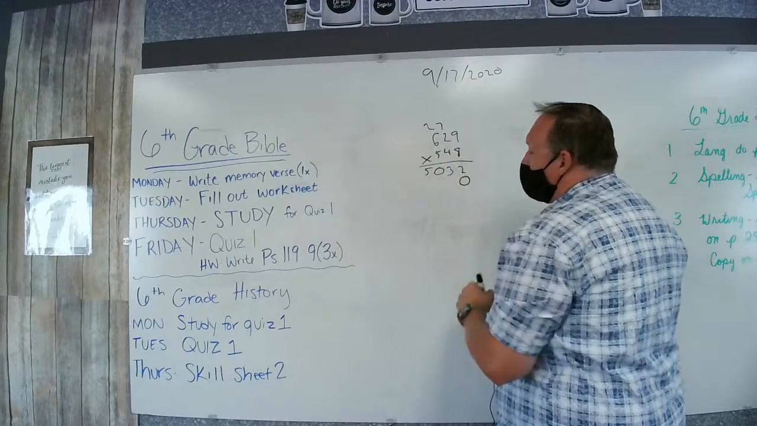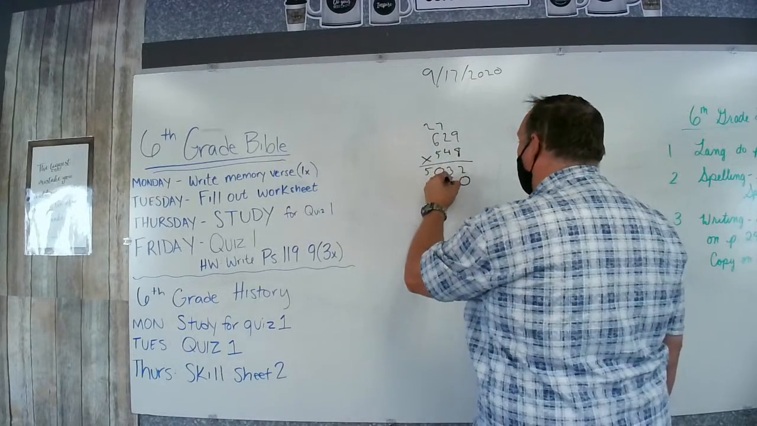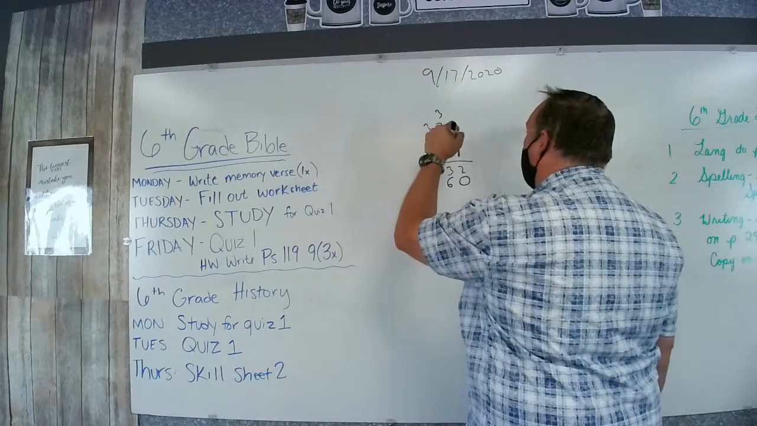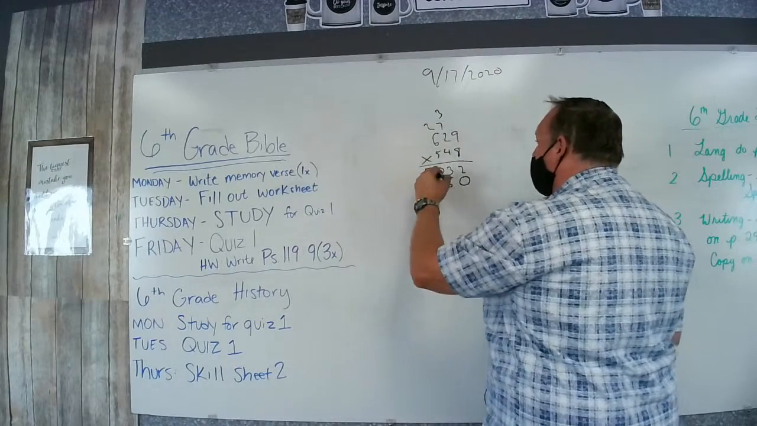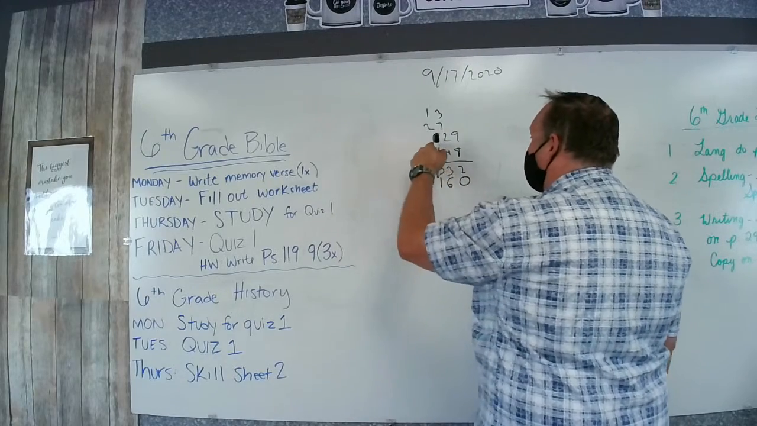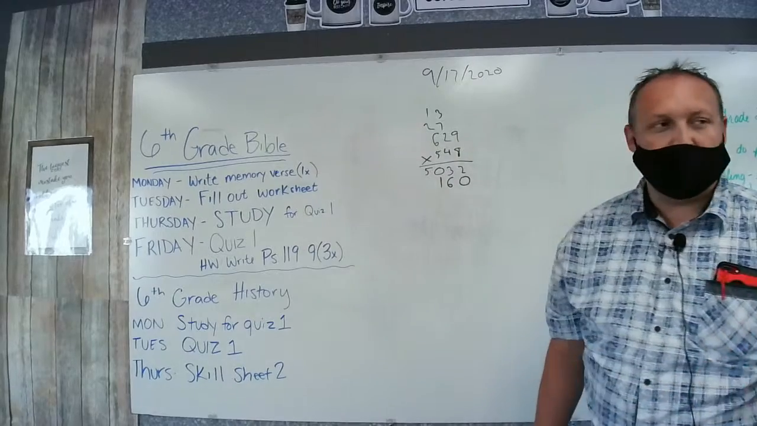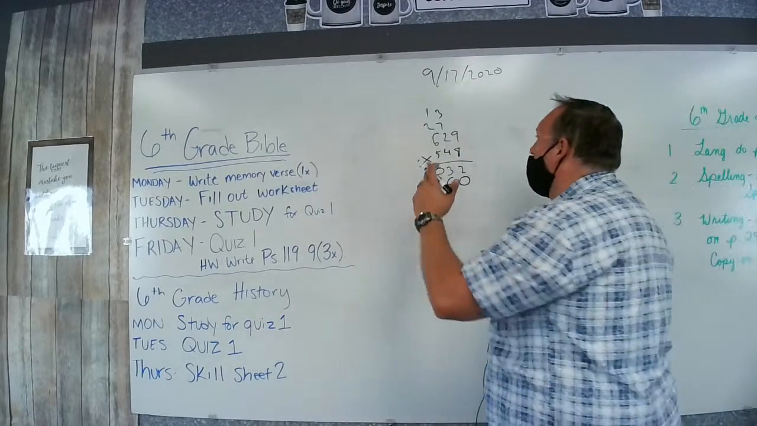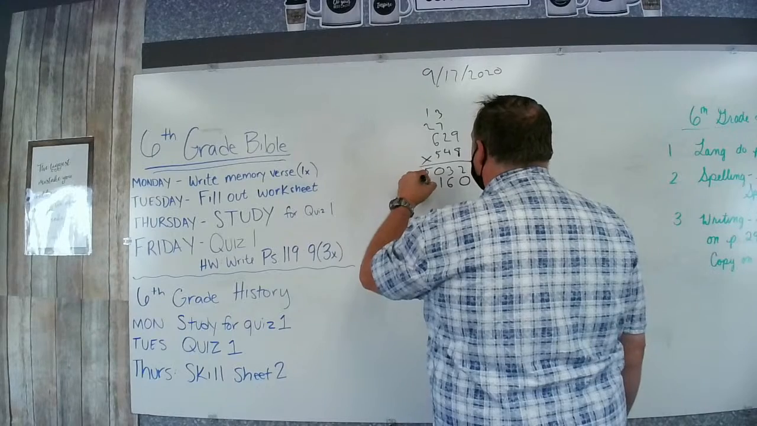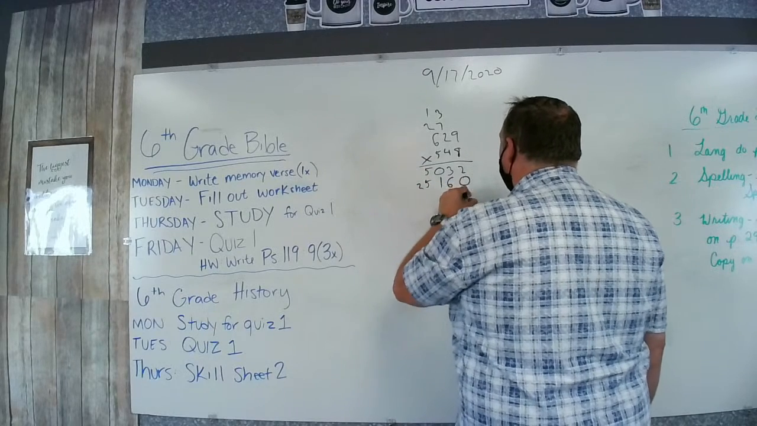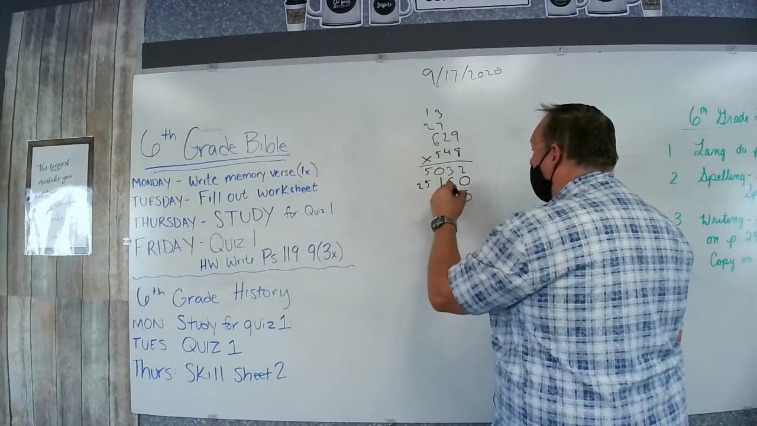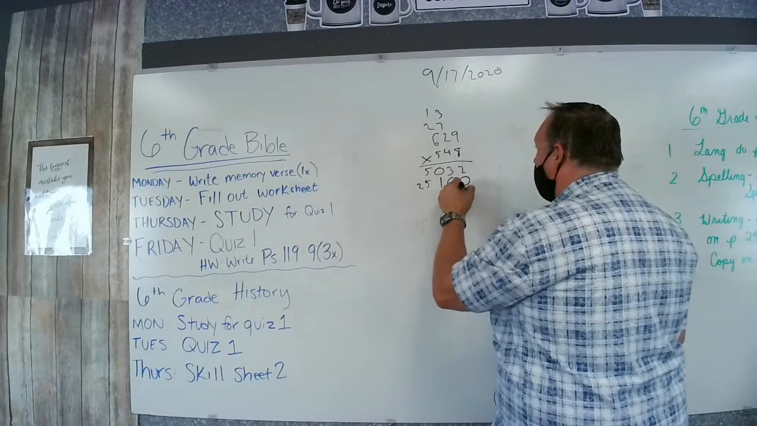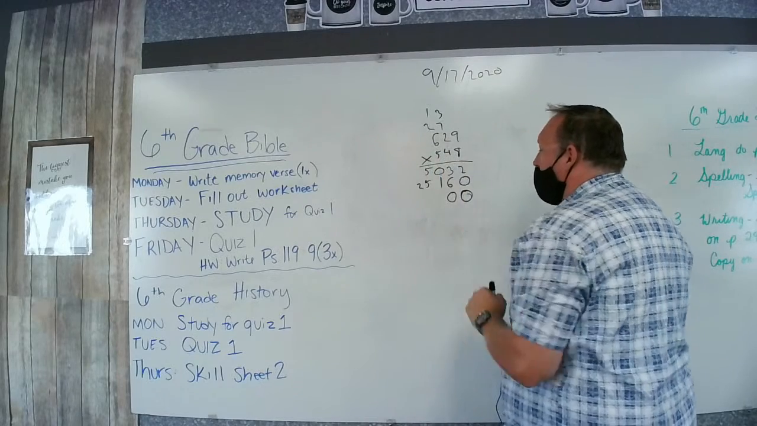4 times 9 is 36. Carry your 3. 4 times 2 plus 3, 11. 4 times 6 is 24 plus 1, 25. Okay, we're done with the 4s. We're going to put 2 zeros right here because we're over 2 from the 5.